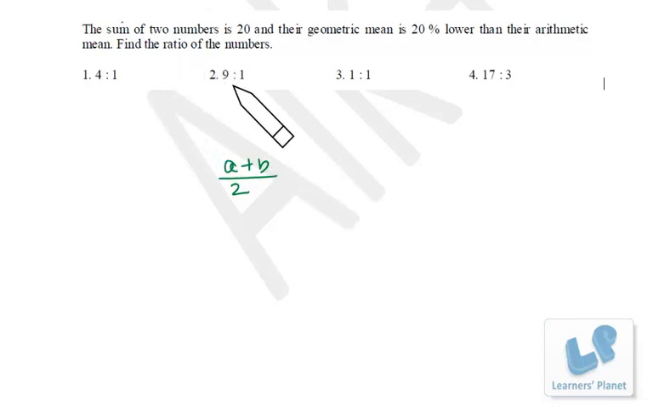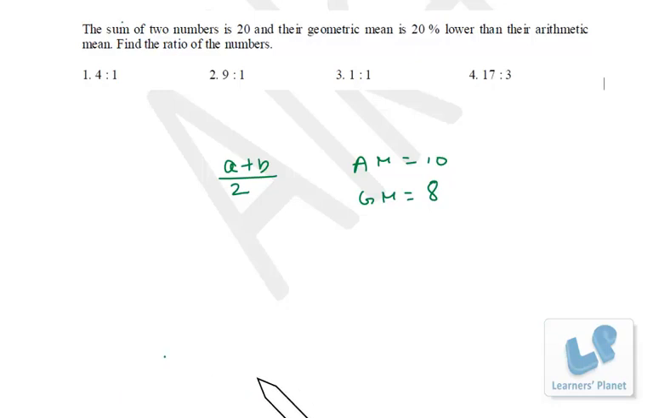Okay, now sum is 20, so A plus B is 20, so (A plus B) by 2, that is arithmetic mean, will be equal to 10. So geometric mean is 20% lower, that means geometric mean is 80% of this, so geometric mean is 8.